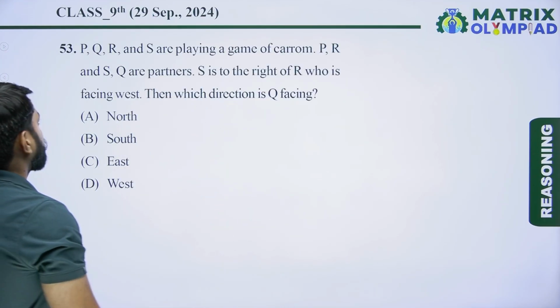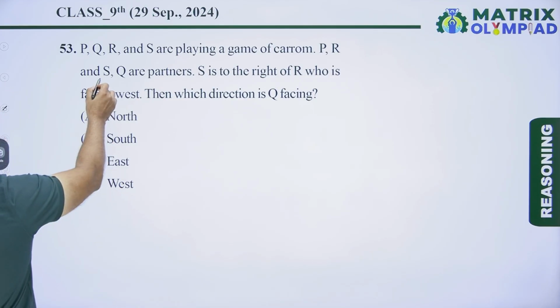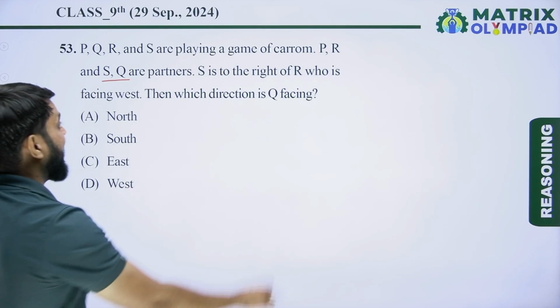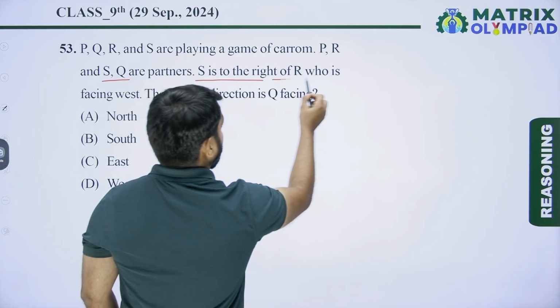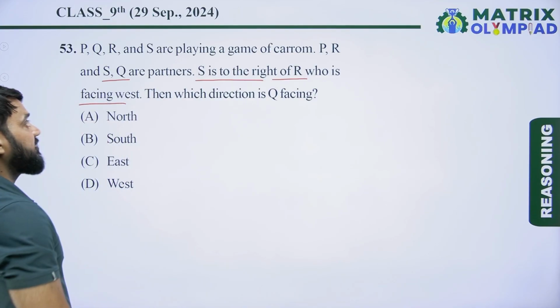Question number 53. P, Q, R and S are playing a game of carom. P and R, and S and Q are partners. S is to the right of R, who is facing west. Then which direction is Q facing?